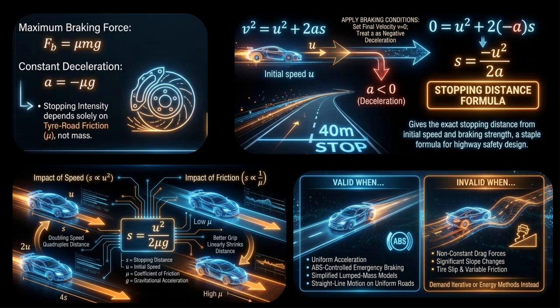If we replace deceleration with mu times g, the stopping distance becomes s equals u squared divided by 2 mu g. This shows that doubling the speed results in 4 times the stopping distance, while higher tire road grip reduces stopping distance linearly, a rule drivers experience intuitively.